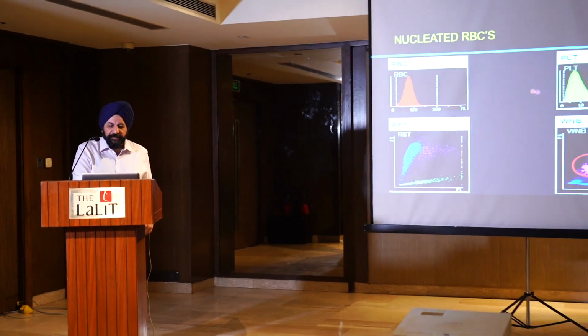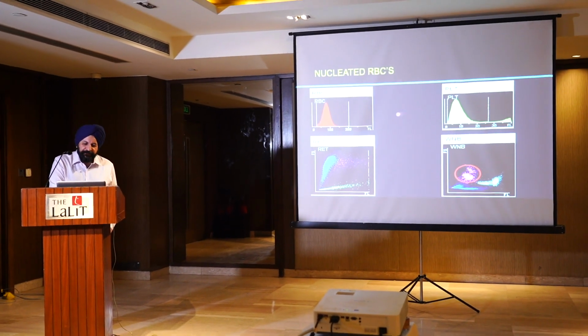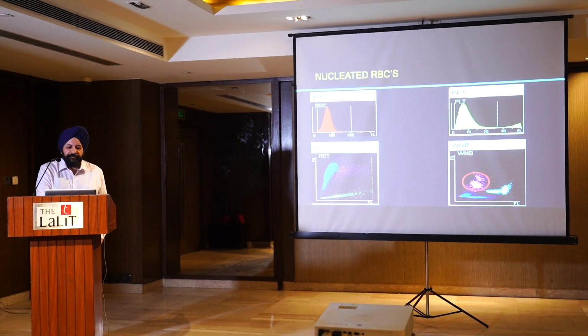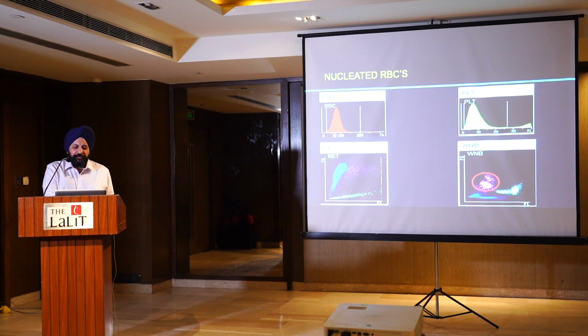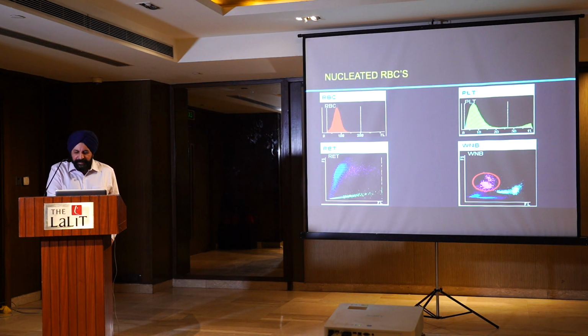So these are the histograms and the scatter plots from the same patient. As you can see, there is a lot of increased red cell distribution width. The base of the RBC histogram is wide. And coming to this WNR channel, where there is a forward scatter and there is a fluorescence. This blue area is the area of the neutrophils, and this pink area here is the area of the nucleated RBCs. So it is just to the left of neutrophil and the right of lymphocyte on the scatter plot.